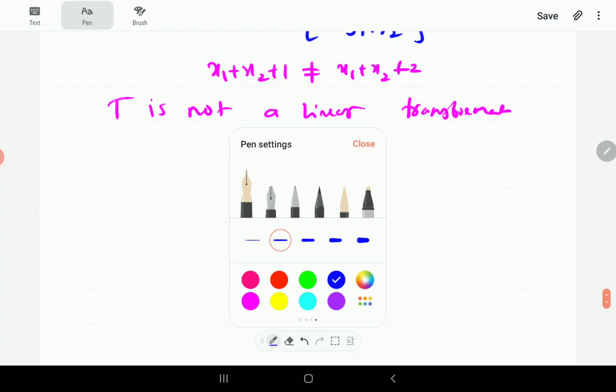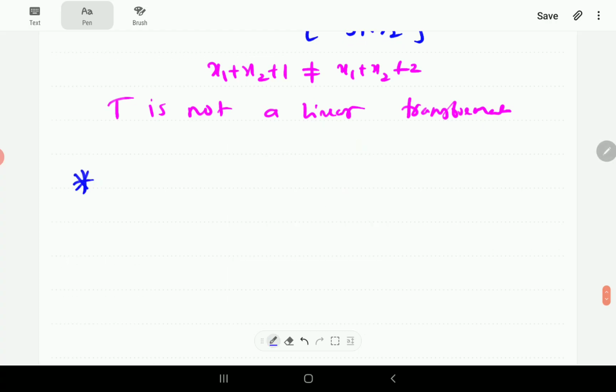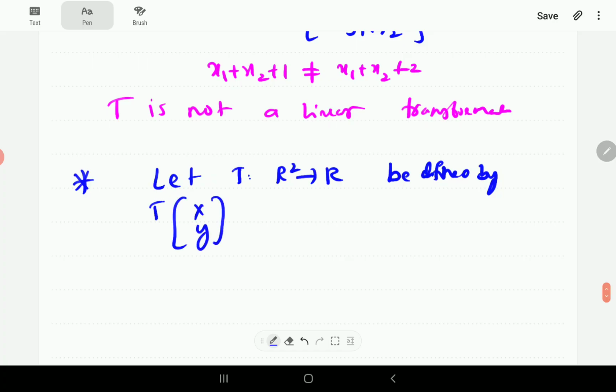Now let me give you some examples. Just try them and answer me in the comment box. First, let T be a transformation from R2 to R defined by T of (x, y) equal to 7. Check whether it is a linear transformation.